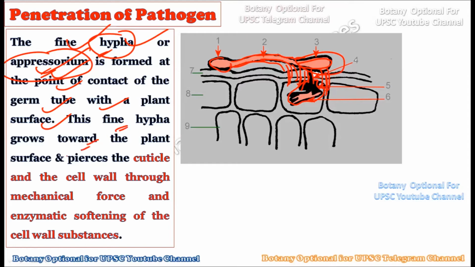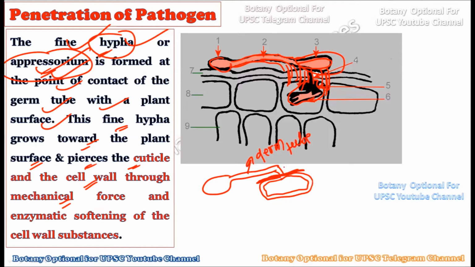Now this fine hypha will grow towards the plant surface, and it pierces the cuticle and the cell wall through mechanical force. See the exact mechanism. For example, this is the spore, and this spore has created the germ tube. Now this germ tube will come in contact with the plant cell, and as you know, the plant cell is a eukaryotic cell which possesses the cell wall, plus in the epidermis the cuticle is also present. This germ tube will pierce by mechanical force into the cuticle. First it will break the cuticle, right? Then it will break the cell wall. So the cuticle gets broken, the cell wall gets broken, and the hypha goes within the plant body internally.